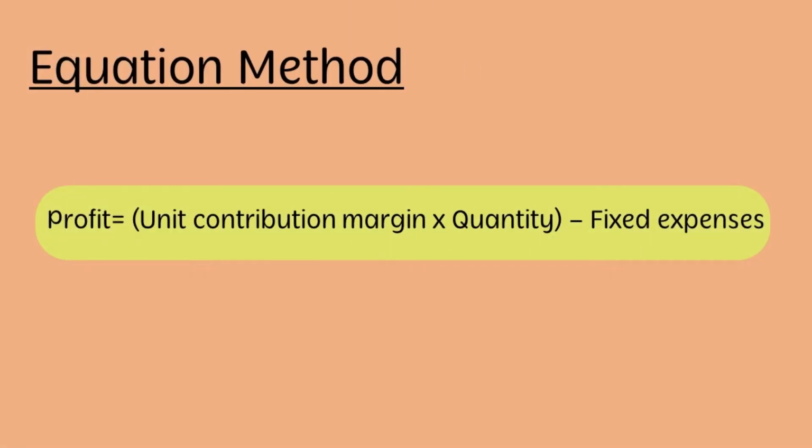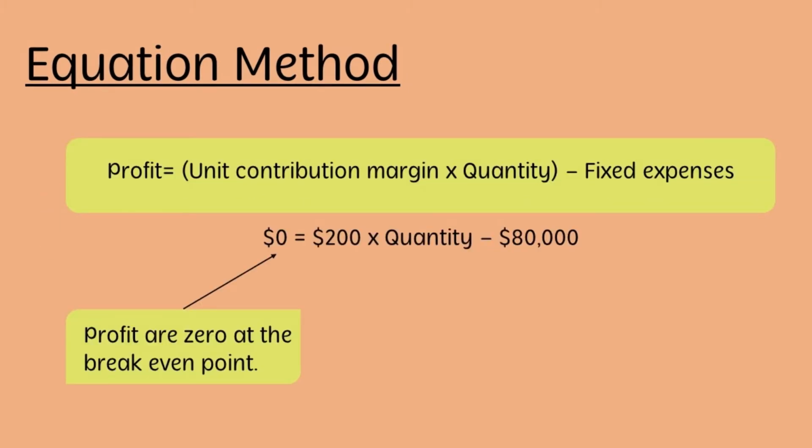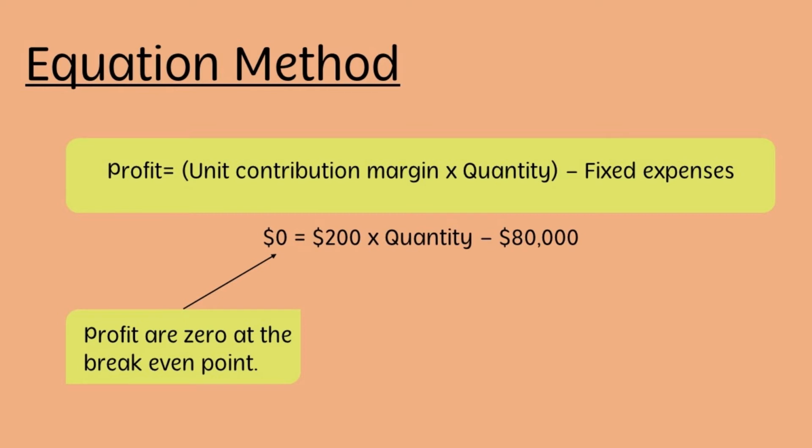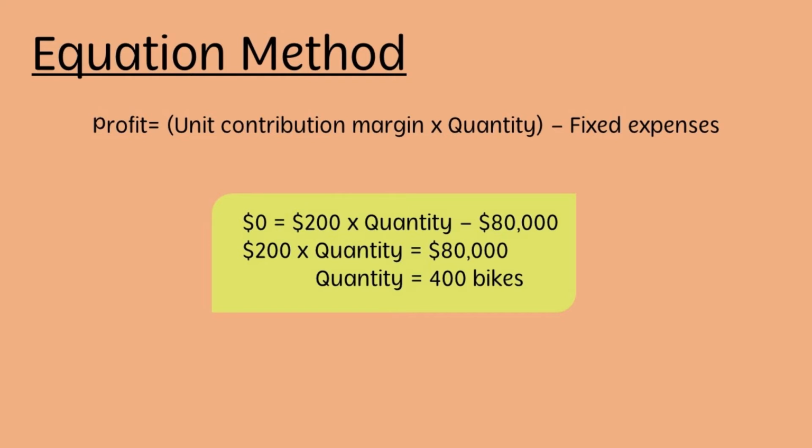To use this method, we have to use this equation: profit equals unit contribution margin multiplied by quantity, minus fixed expenses. To use this equation, we put 0 for the profit because the break-even point does not have any profit or loss. Then we put $80,000 as the fixed expenses, and for the unit contribution margin, the formula is sales per unit minus variable cost per unit. That equals $200. When we put all of this information in one equation, we can find the quantity that has to be sold to achieve the break-even point in quantity.